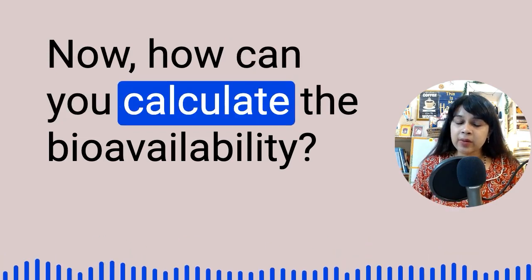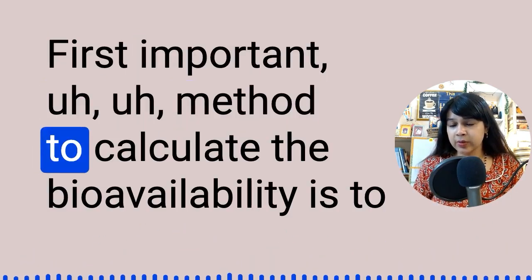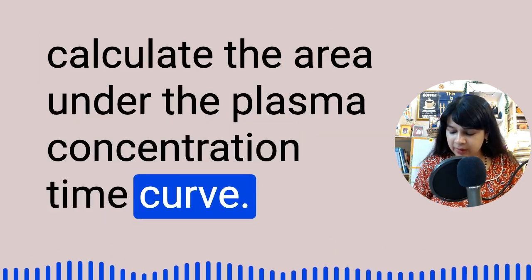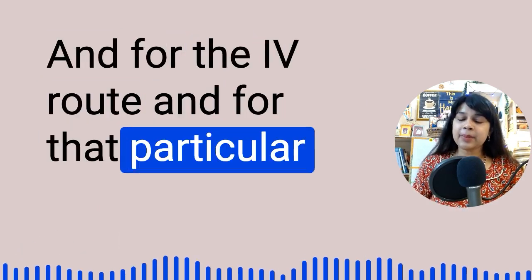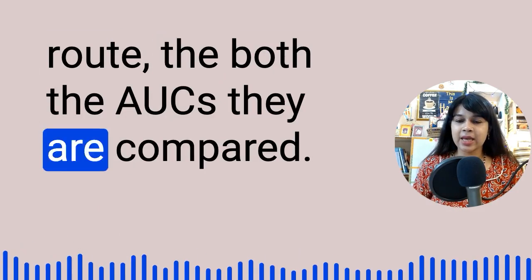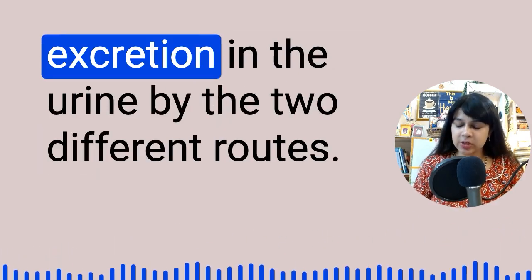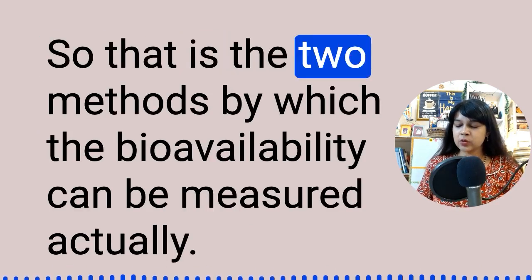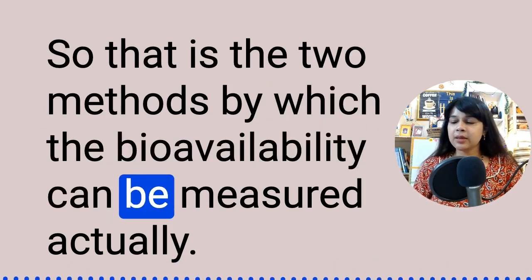Now, how can you calculate the bioavailability? The first important method to calculate the bioavailability is to calculate the area under the plasma concentration time curve. For the IV route and for that particular route, both the AUCs are compared. Another method is to compare the excretion in the urine by the two different routes. So those are the two methods by which the bioavailability can be measured.